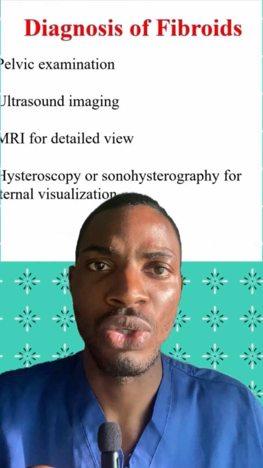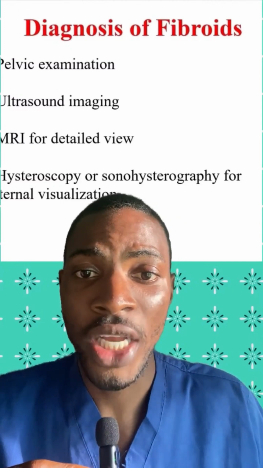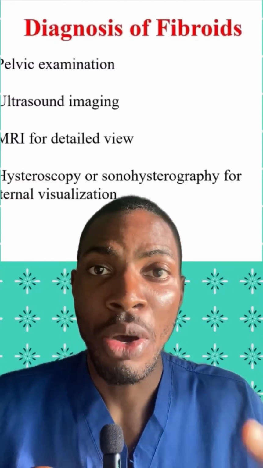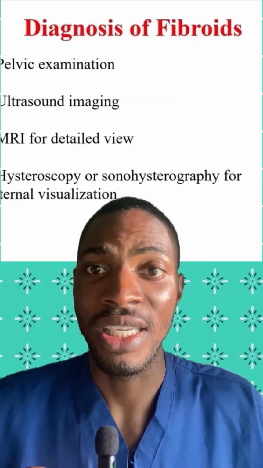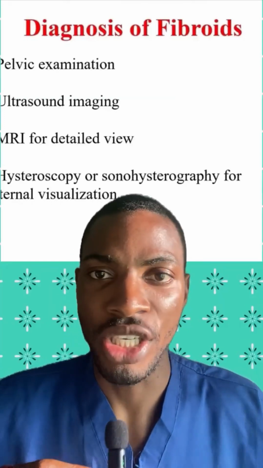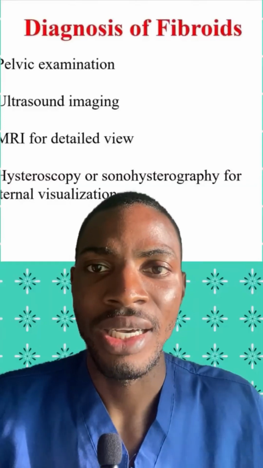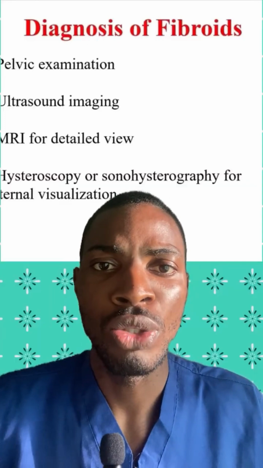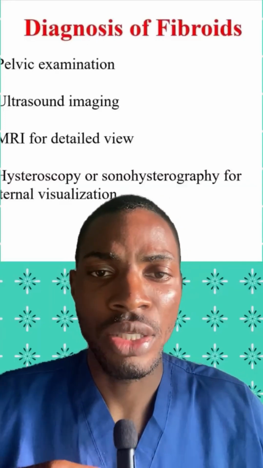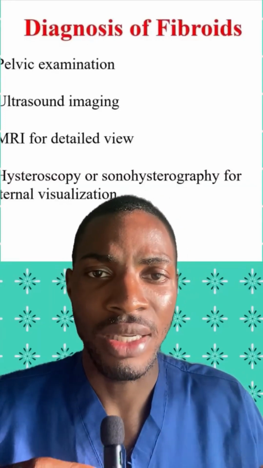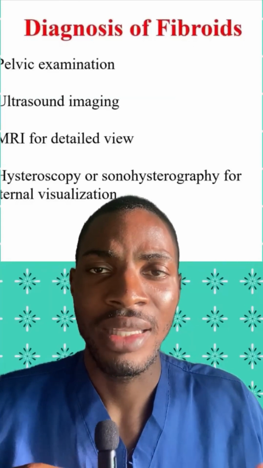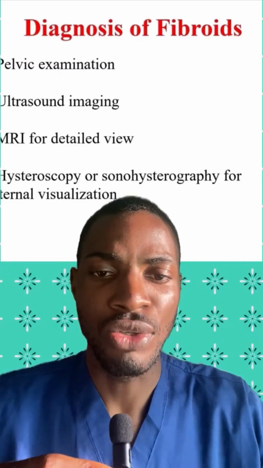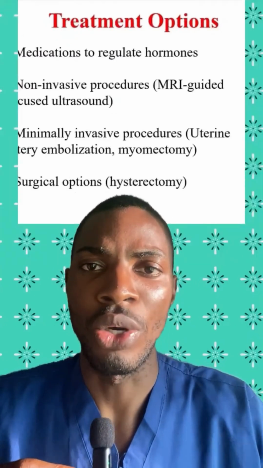How can we diagnose uterine fibroid? Uterine fibroid can be diagnosed by performing pelvic examination. Number two is diagnostic investigation like ultrasound imaging and also magnetic resonance imaging. At times, hysteroscopy is also used to visualize the lining of the womb to know if there are abnormal changes that can put the person at risk of this particular condition.